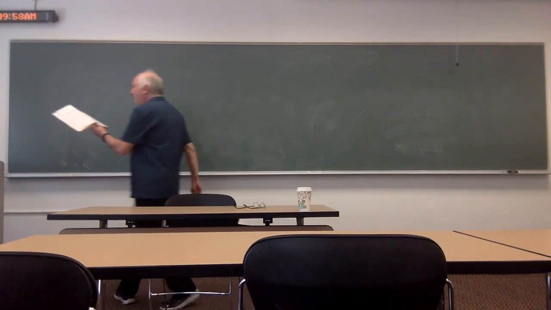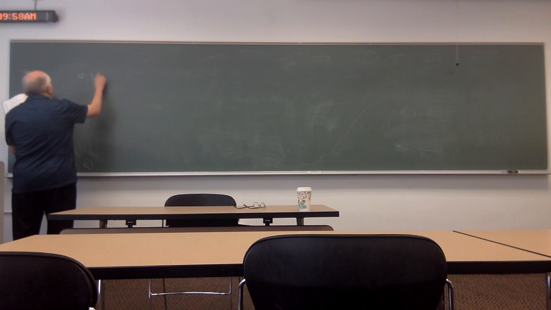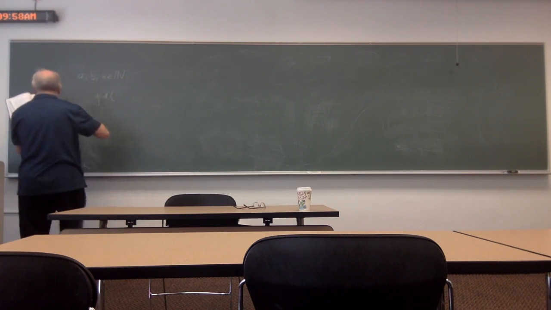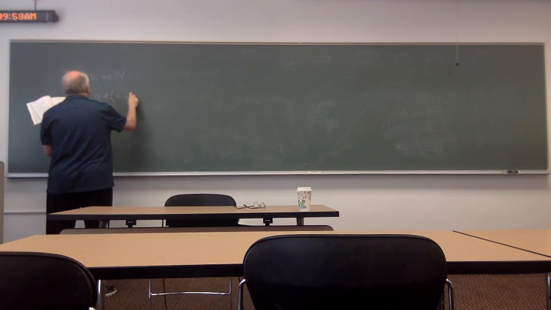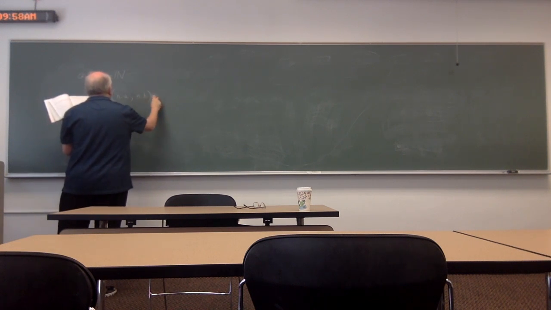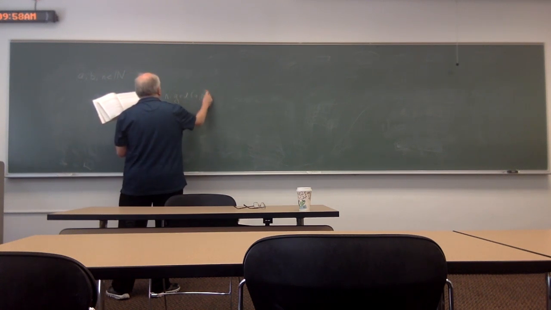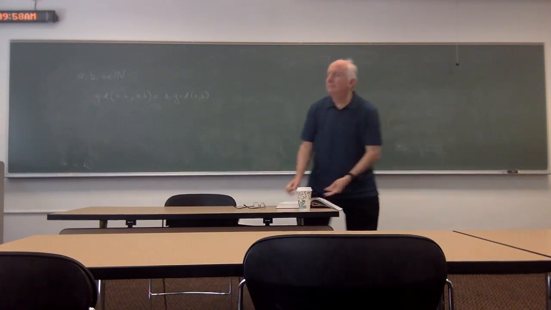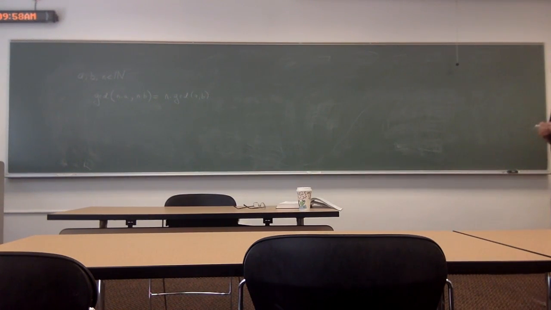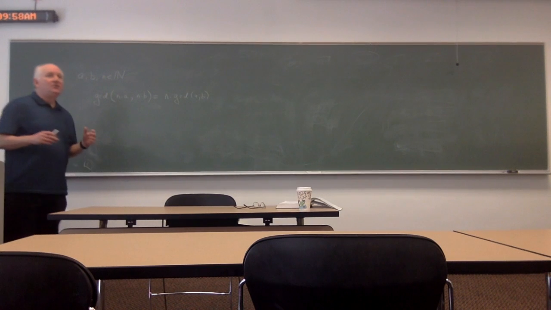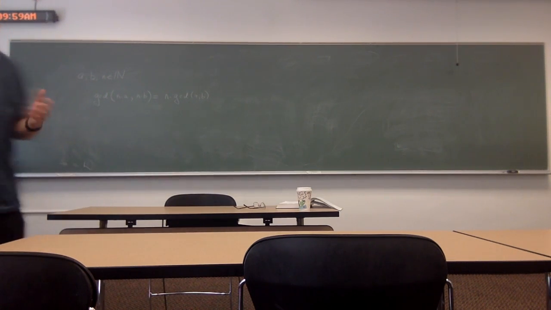So we've got A, B, and N are positive integers. We want the greatest common divisor of N times A and N times B equals N times the greatest common divisor of A and B. So there are various approaches that we could take. So let's just play, because again, some of these things you have to experiment with.